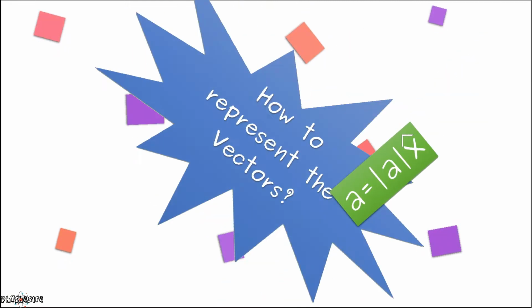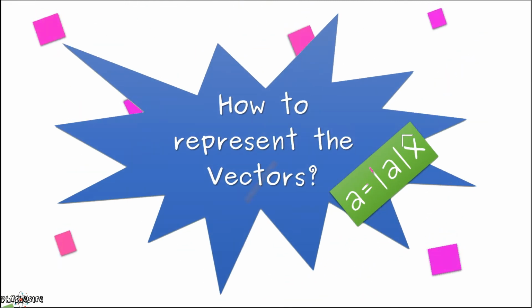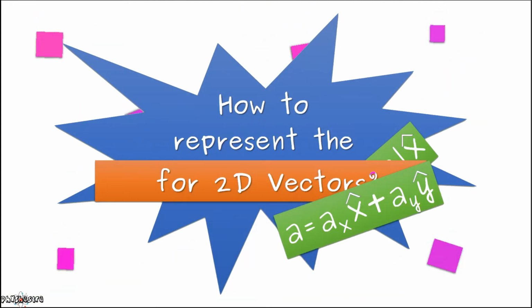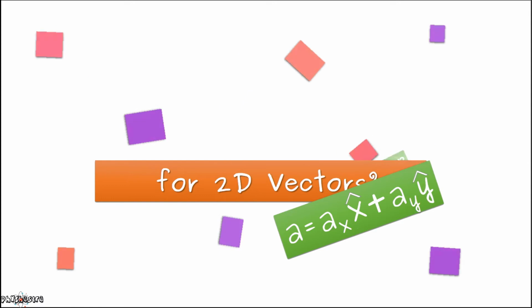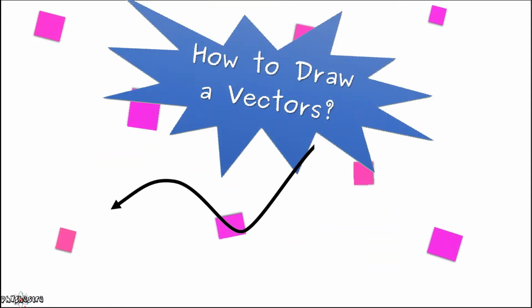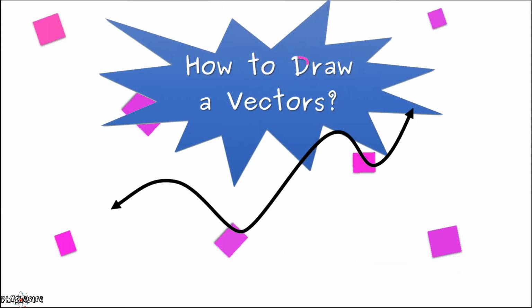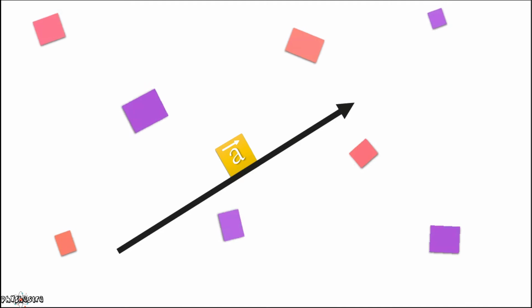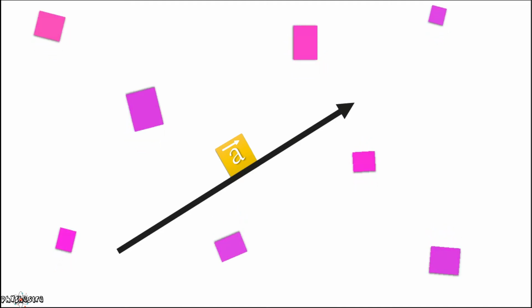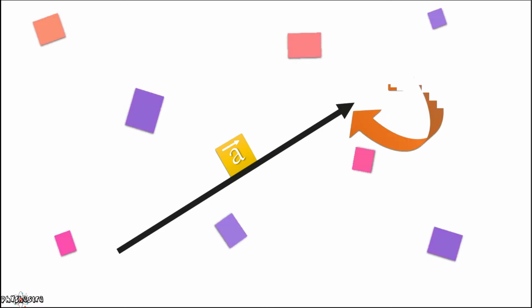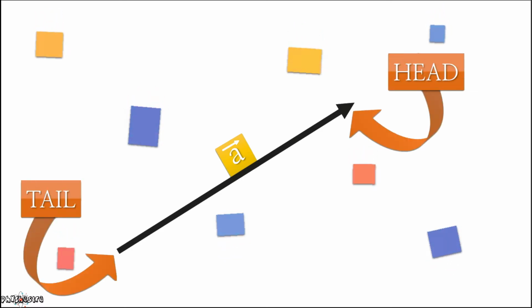First of all, you must know how to represent the vector. Then you must know how to represent it for 2 dimensions. And we did that in my previous lecture. But after that, you must know how to draw a vector, and this will be intuitive for you. The vector is drawn like an arrow where the length represents the magnitude, and the pointing way is the direction. This is the head and this is the tail.